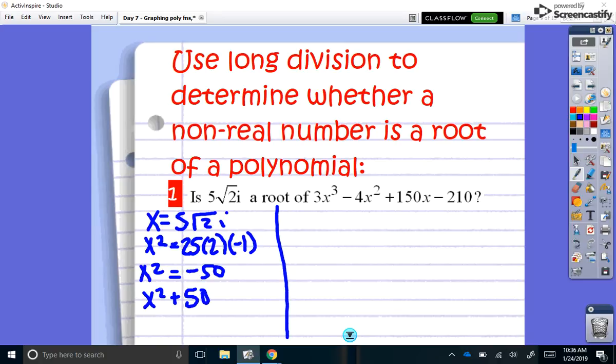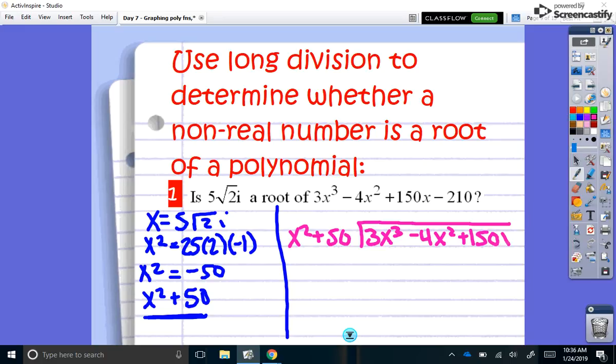Remember, we talked about if this is a factor, when I divide, I will get a remainder of 0. So most people probably prefer to do synthetic division, but since this is a quadratic factor, I can't do synthetic division. I have to switch to polynomial long division. So let's do x squared plus 50 into 3x to the third minus 4x squared plus 150x minus 210, and see if we get a remainder of 0.